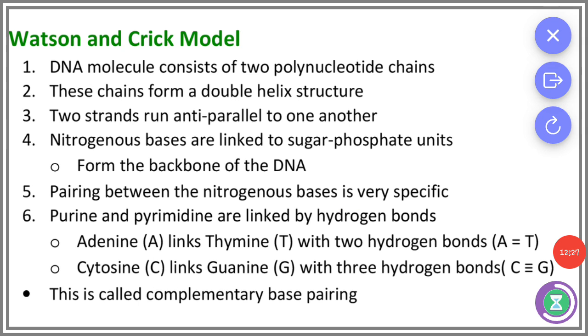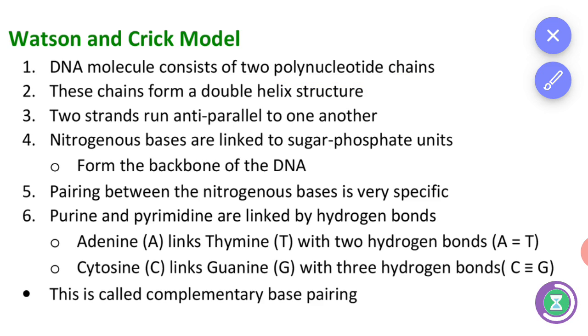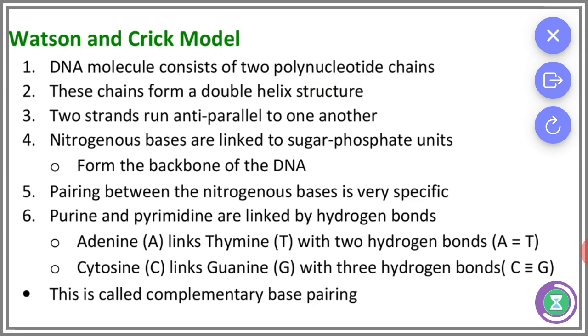And next, Watson and Crick model of DNA. The DNA molecule consists of 2 polynucleotide chains. The chains form a double helix structure and the 2 run anti-parallel to each other. The nitrogen bases are linked with the sugar phosphate unit to form the backbone of the DNA. The pairing between the nitrogen bases is very specific: the purine and pyrimidine are linked with hydrogen bonds.